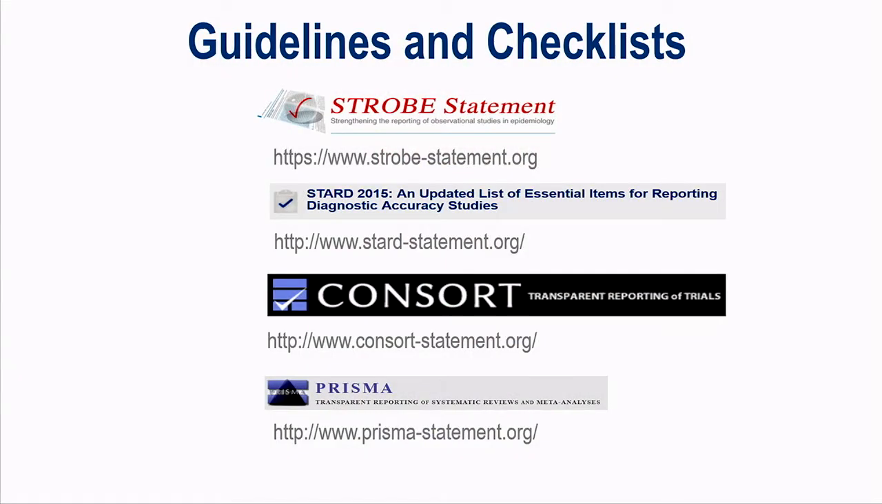And we looked at 4 guidelines and checklists in our analysis: STROBE for observational studies, STARD for diagnostic studies, and CONSORT and PRISMA for RCTs and meta-analyses.